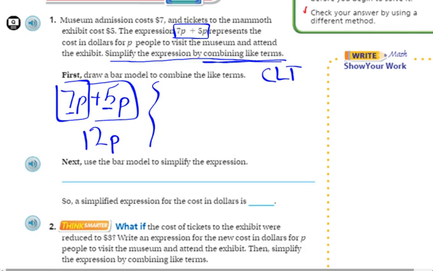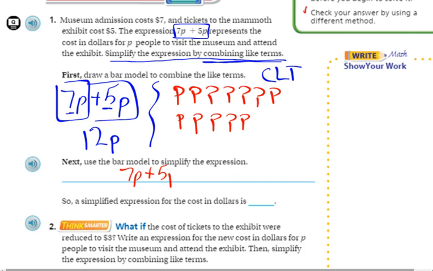Now, if I wanted to construct the model, then I would start with 7 p's. I think I got 7 there. Yep. And 5 p's. Add those all together, you're going to notice you have 12 p's. So the simplified expression here is going to be 7p plus 5p equals 12p. So the cost in dollars is going to be 12p.